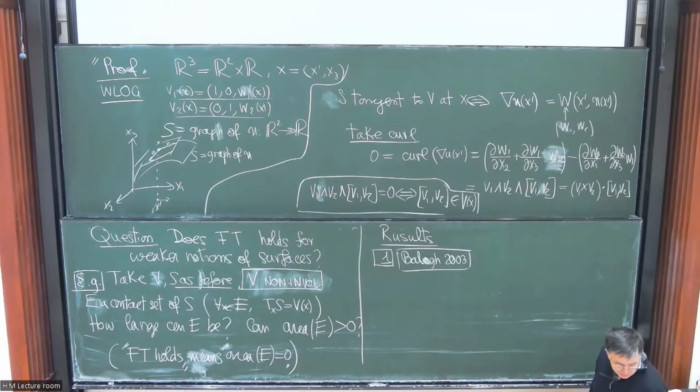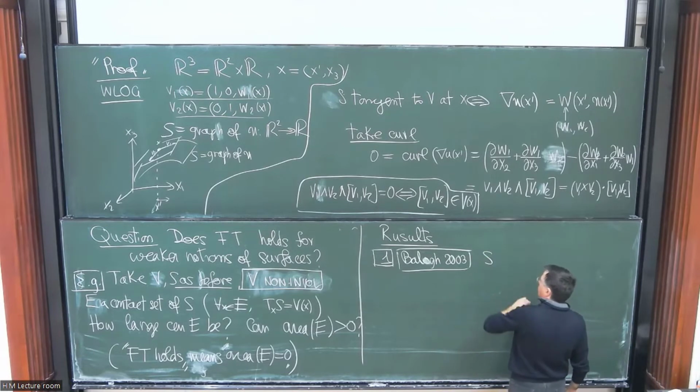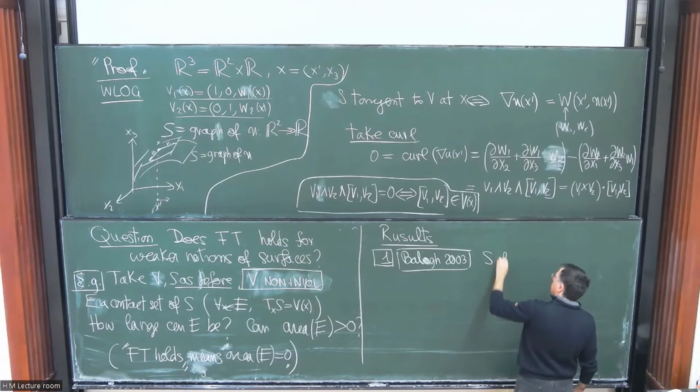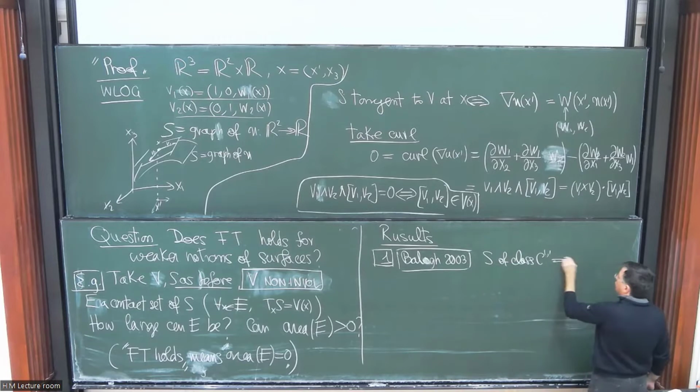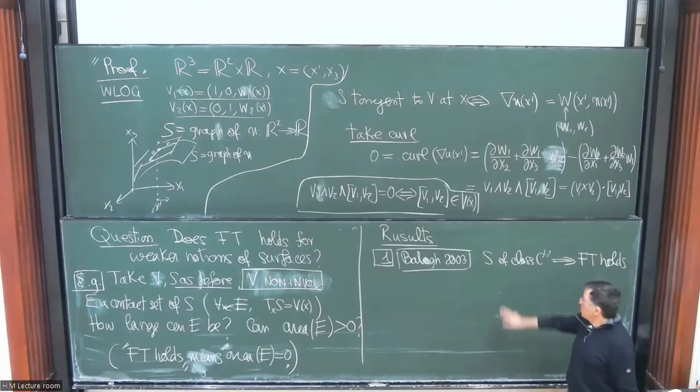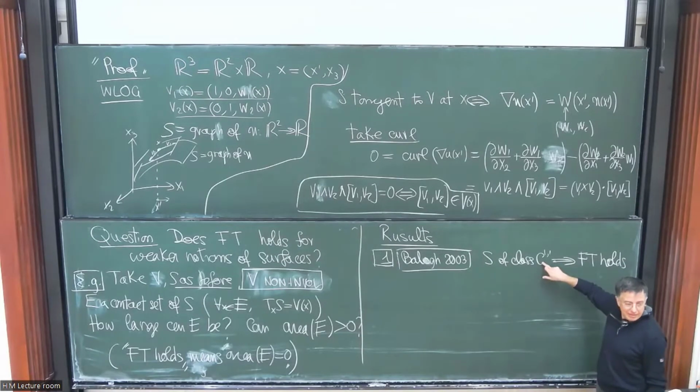Okay, so Balogh, and he says two things. If S is of class C1,1, then the Frobenius theorem holds: every contact set must have measure 0. So that's slightly less than C2. Not really less than C2, you might say, okay?